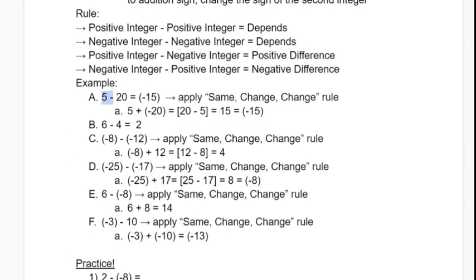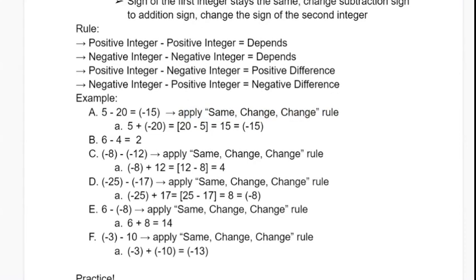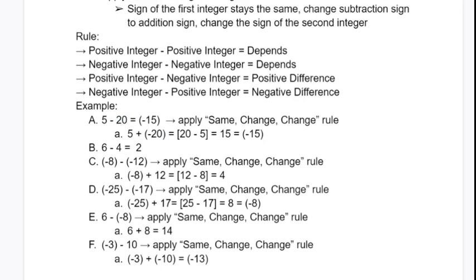So let's take a look at this example, 5 minus 20. When we're applying the same change rule, we keep the first 5, so the sign of the first integer stays the same. We keep the 5 as a positive 5. We're going to change the subtraction sign to addition. And then you're going to change the sign of the second integer to the opposite, obviously. So it was technically positive 20, and it's going to change into negative 20. So now we get a new expression, 5 plus negative 20.